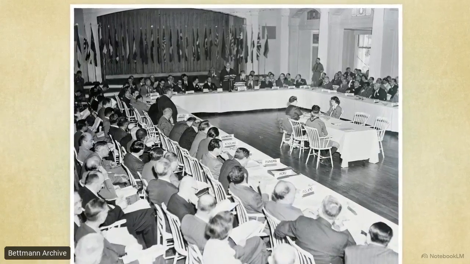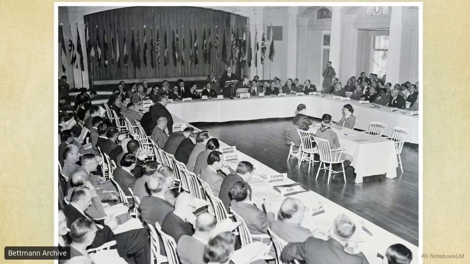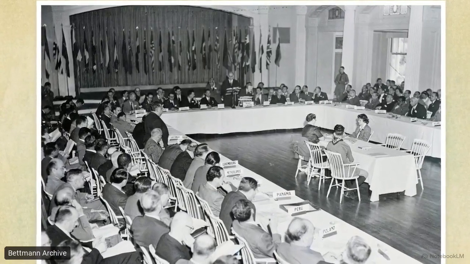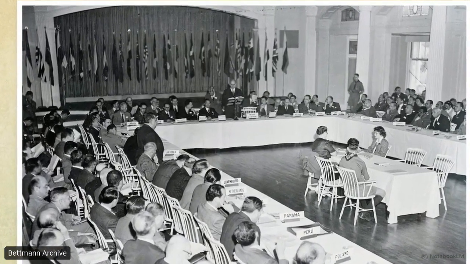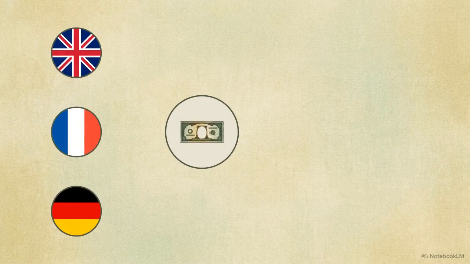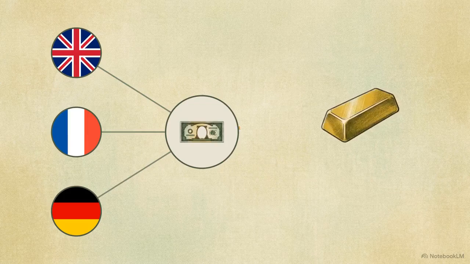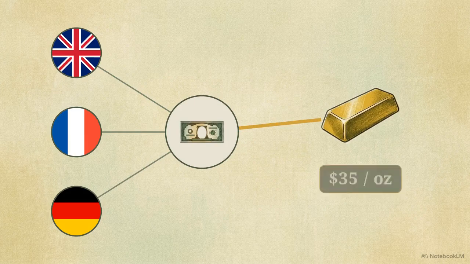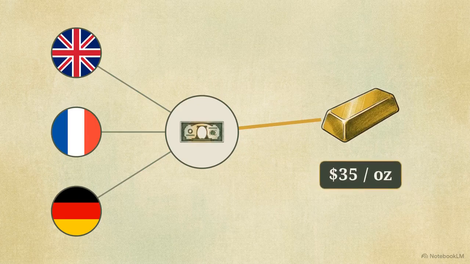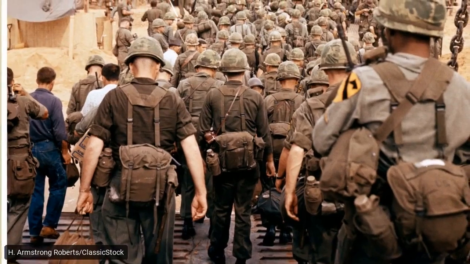Following World War II, 44 nations gathered in New Hampshire for the Bretton Woods Agreement, locking in the foundation of the modern global economy. Here is how the new system worked. Every major global currency was pegged to the US dollar. In turn, the dollar was rigidly backed by physical gold, locked away in American vaults at a strict exchange rate of $35 an ounce. That structure held until the 1960s.